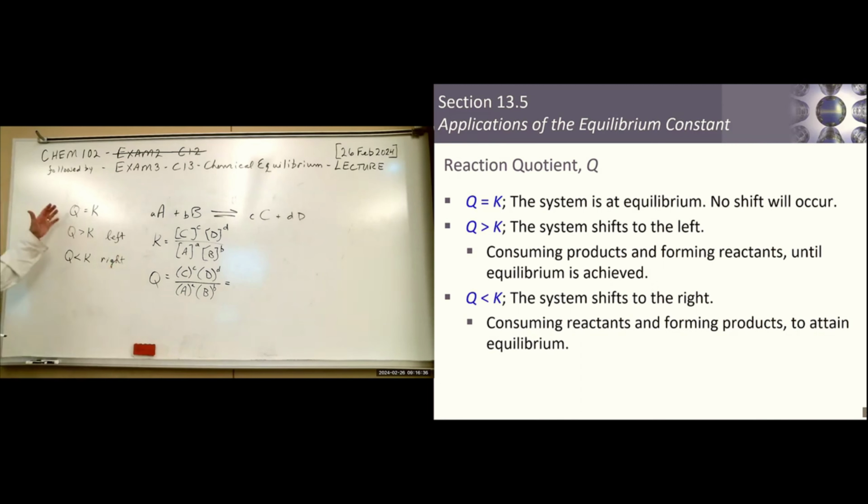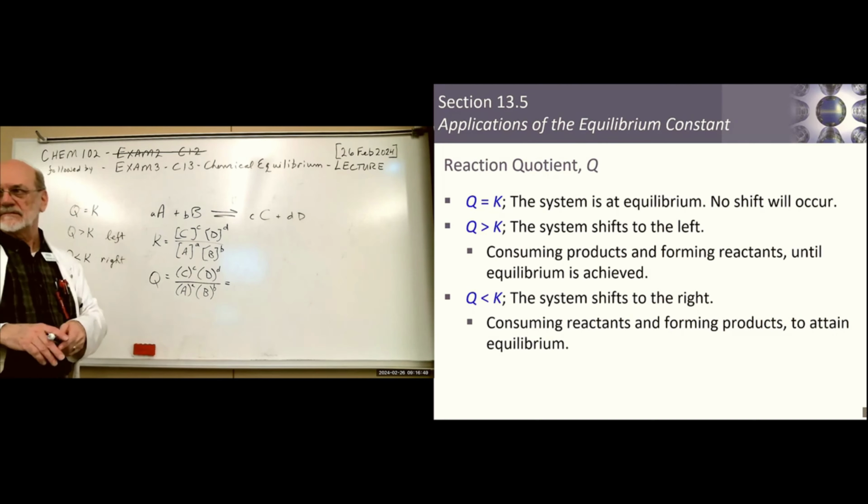Now, if you can reason it out like that, that's fine. But if you're stuck, if you can't wrap your mind around this comparison, then just memorize it. If Q is greater than K, it moves to the left.